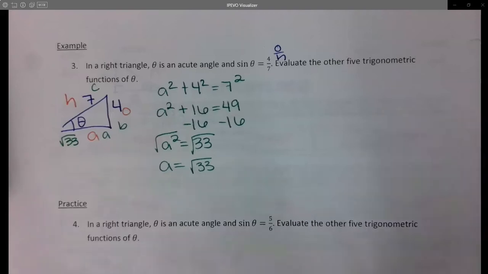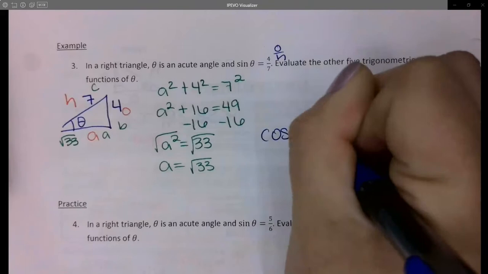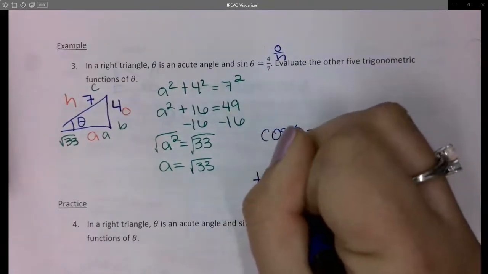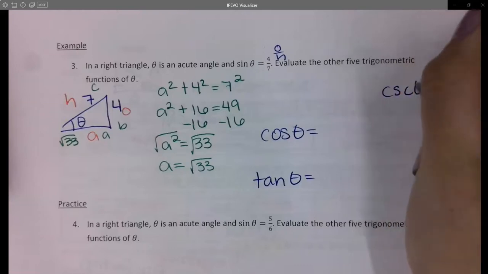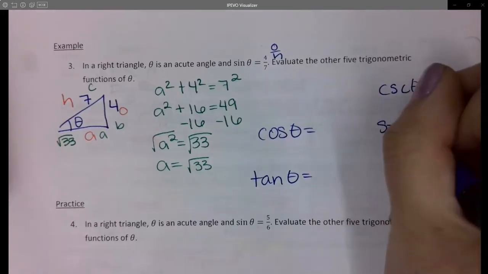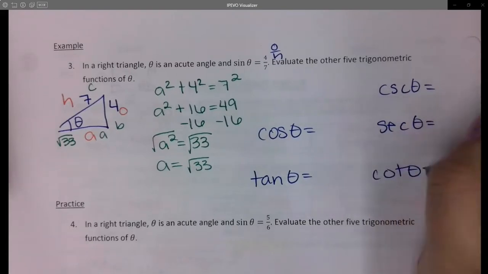Now that I have that labeled, I can go find my other trig functions. So I need to find cosine, tangent, cosecant, secant, and cotangent.